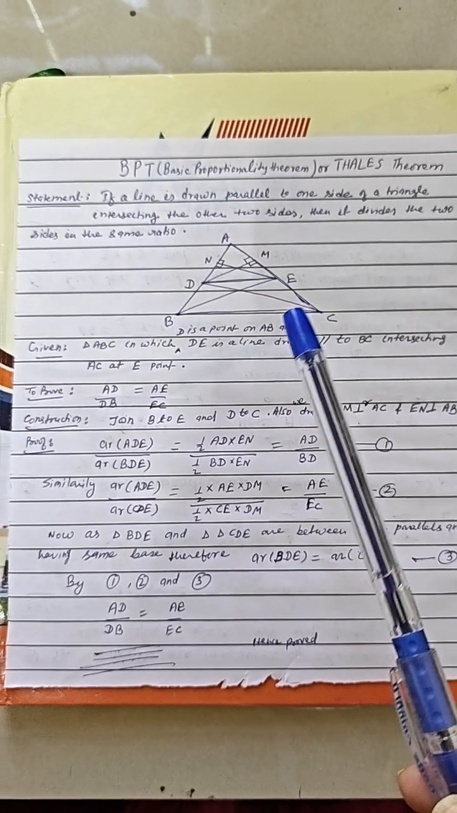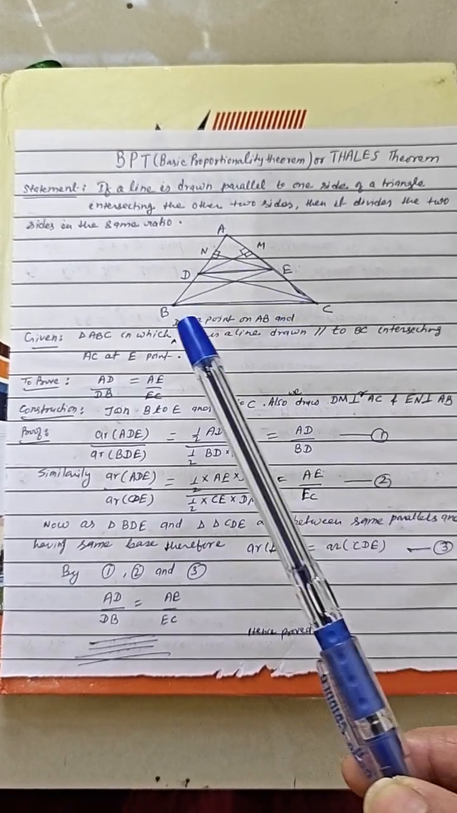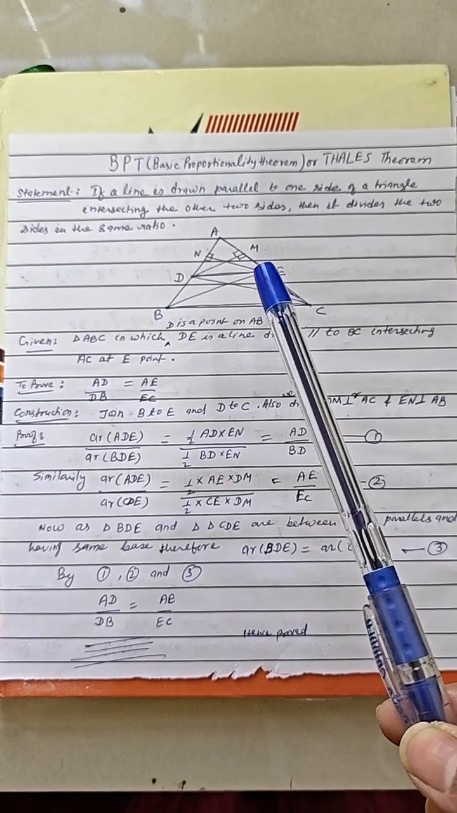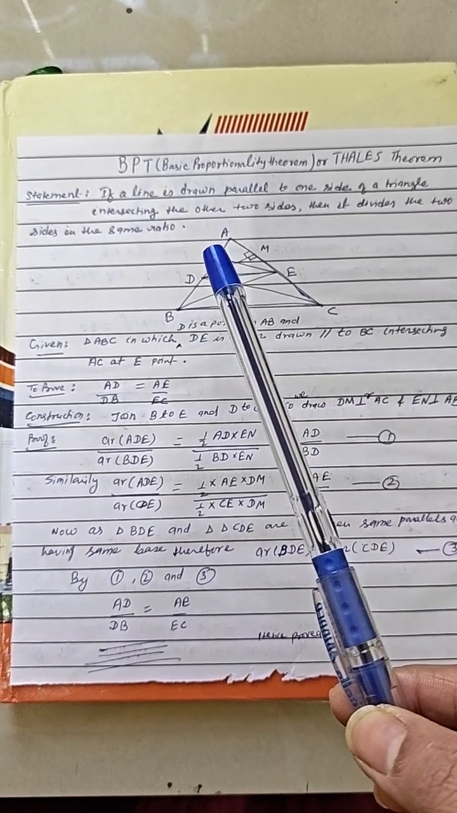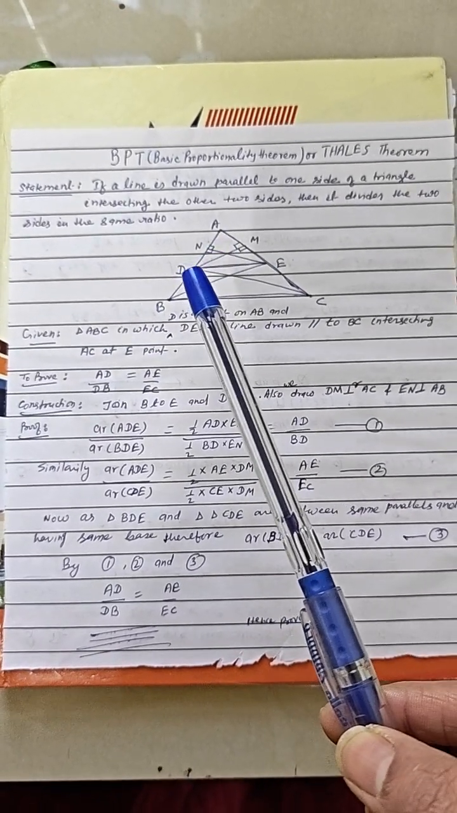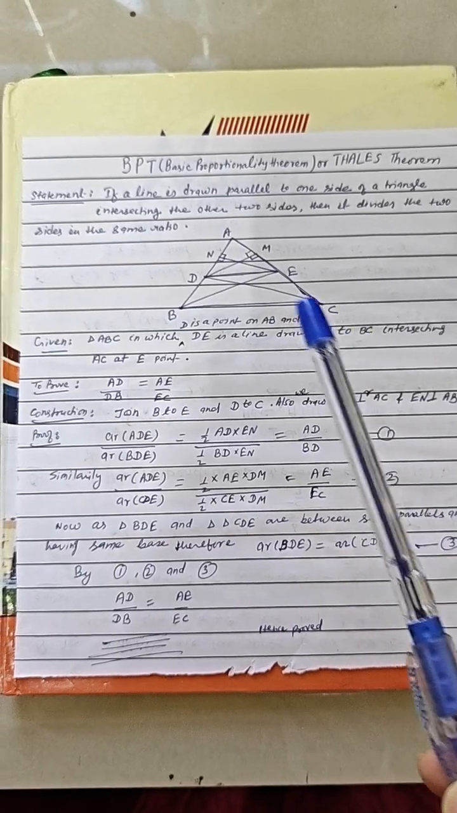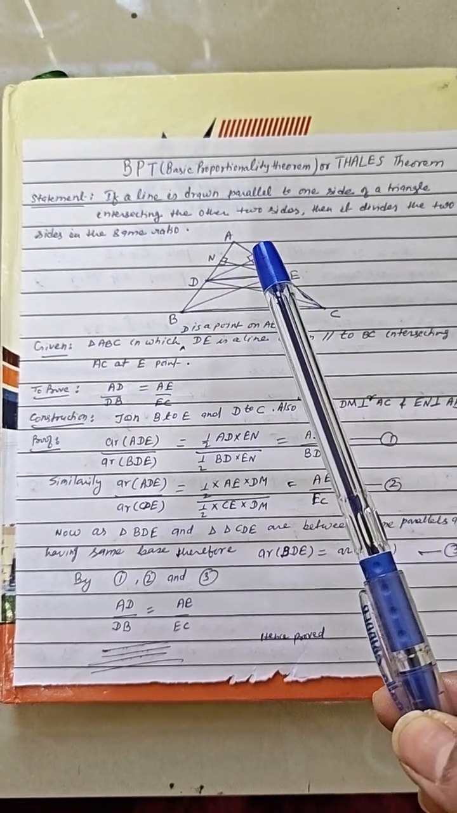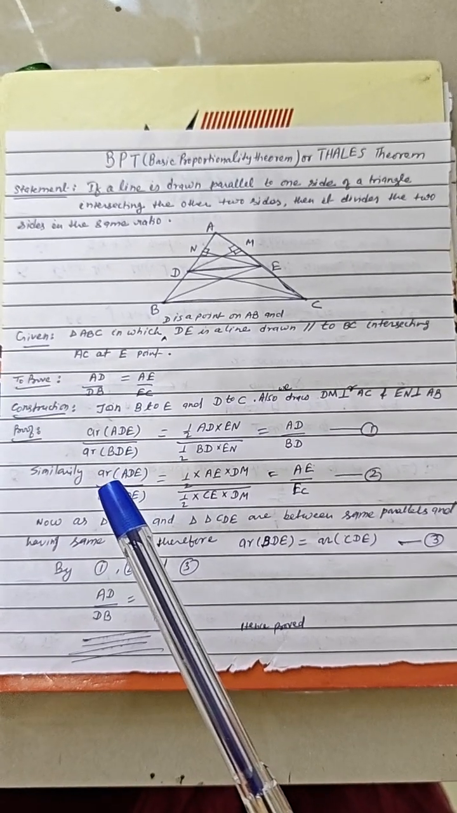Now we need simple construction. First of all, we will join D to C and B to E. And one more construction. From point E, we will draw a perpendicular to this side AB, that is EN. And from D, we draw another perpendicular to this side AC, that is DM. Using these two constructions, this is a very easy proof.